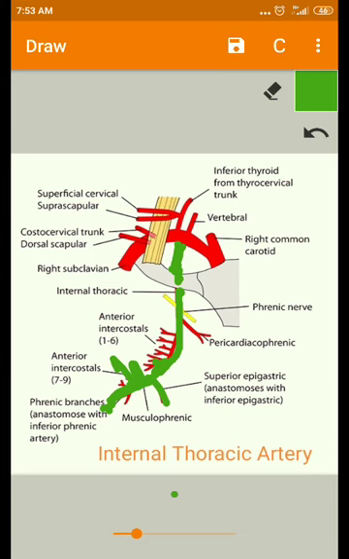So this is about the internal thoracic artery. So now we are going to apply all these things in the intercostal spaces to understand the intercostal arteries. That we will see in the next video.